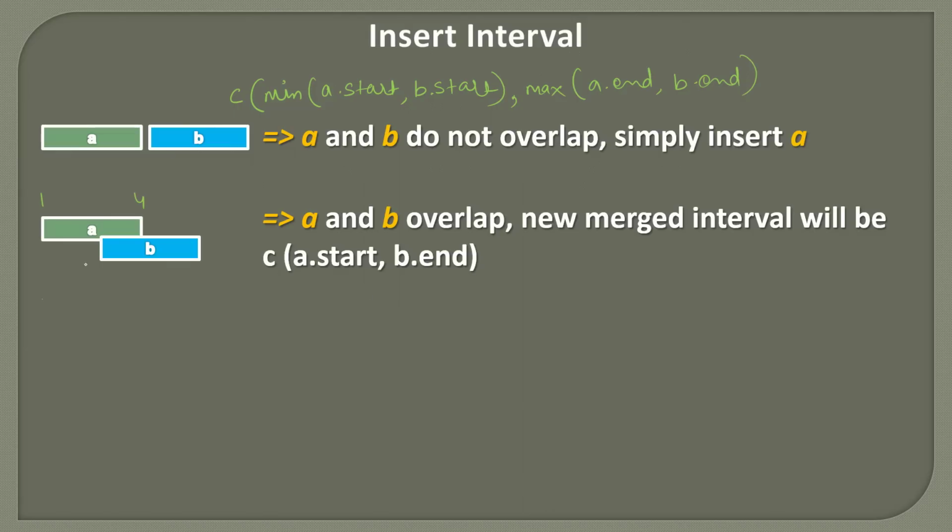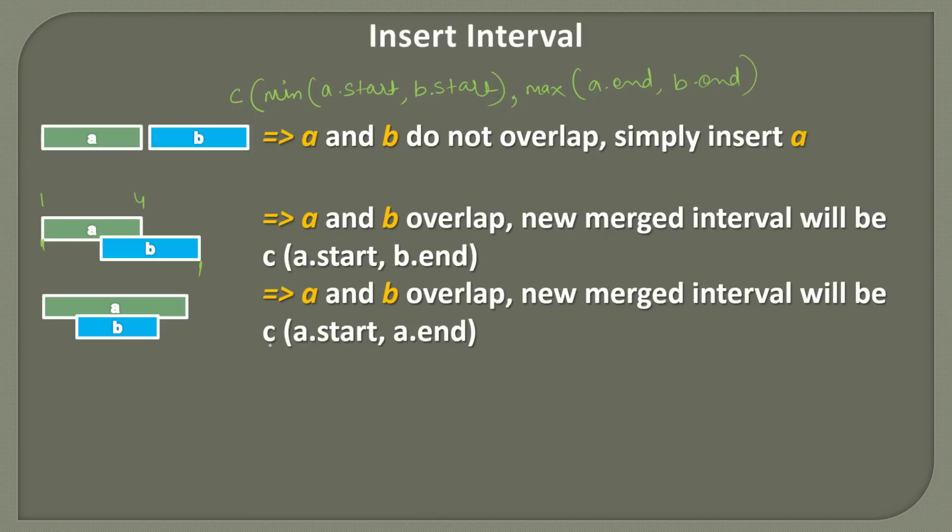So C becomes A dot start, which is this, and B dot end, which is this. Similarly, here A completely overlaps B. So if we apply this formula, the C will become A dot start because A dot start is coming before B dot start, and C dot end will become A dot end because it is coming after B dot end.